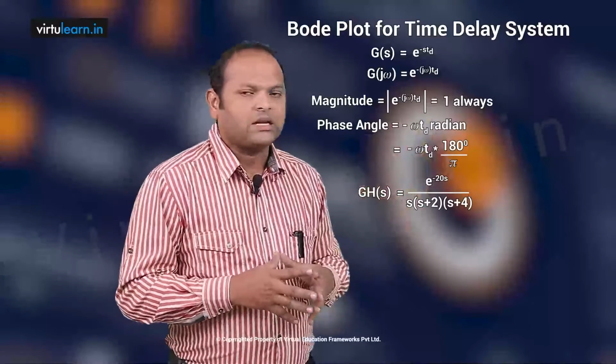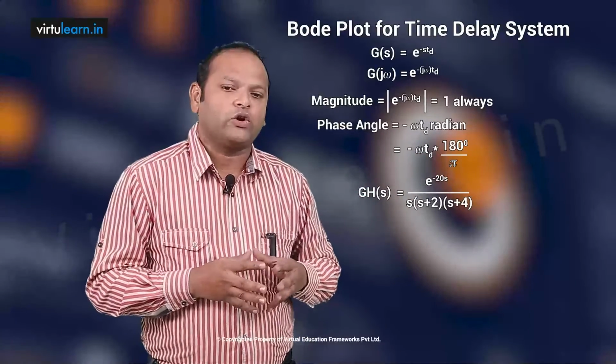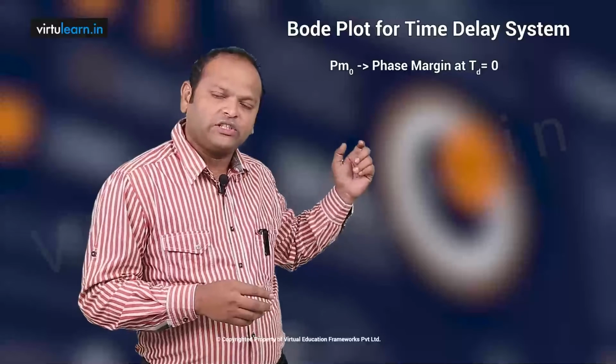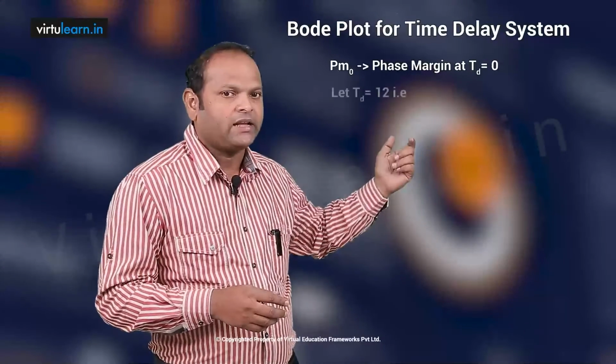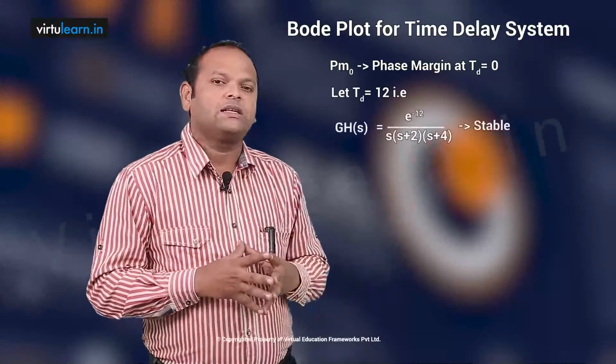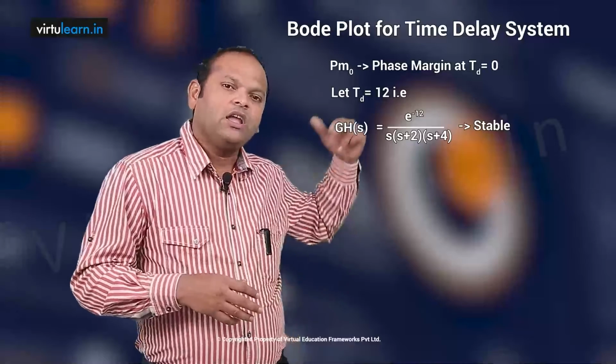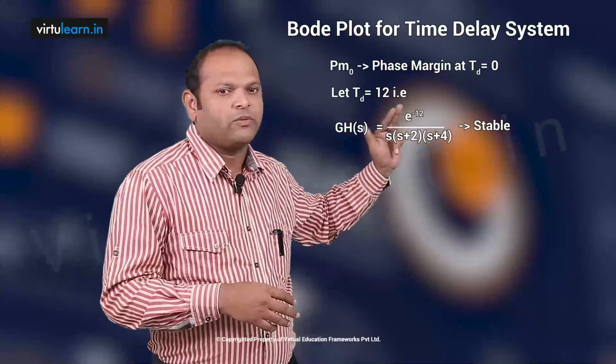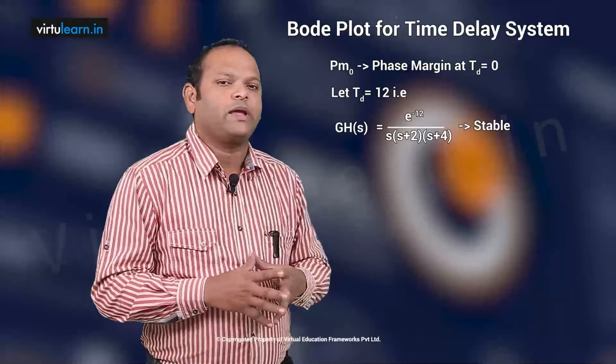For the example we have taken, the critical value is going to be 12. That means when GH of s is e power minus 12s by s into s plus 2 into s plus 4, the system will be marginally stable. If Td is greater than that, the system will be unstable. If Td is less than that, the system will be stable.